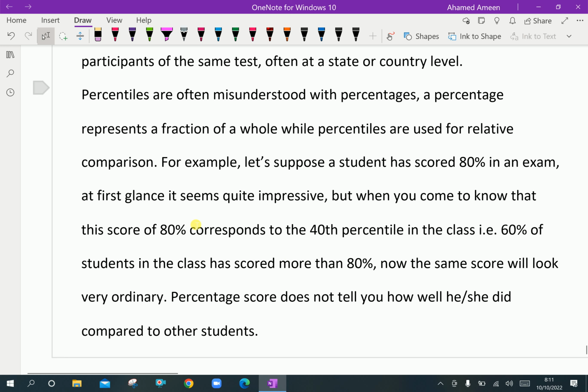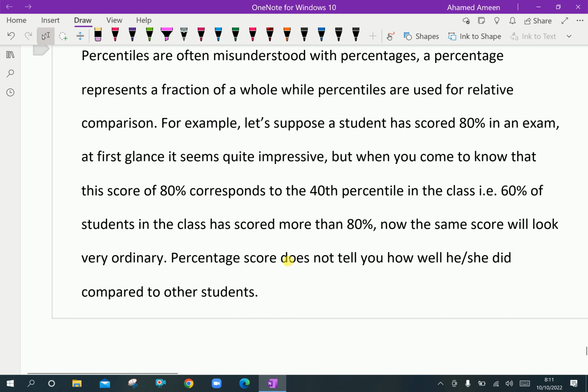That means the 80% mark of the individual student is the 40th percentile in the class, and 60% of the students in the class have scored more than 80%. Now the same score looks very ordinary. A percentage score does not tell you how well the student did compared to the other students. That means percentile gives the comparison with other students, so we can understand how well he did in that exam. So percentile is more useful in competitive exams and some competitions.